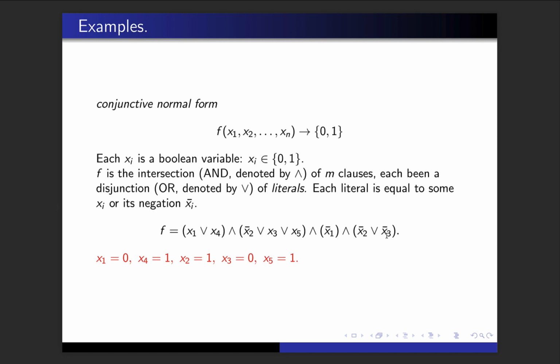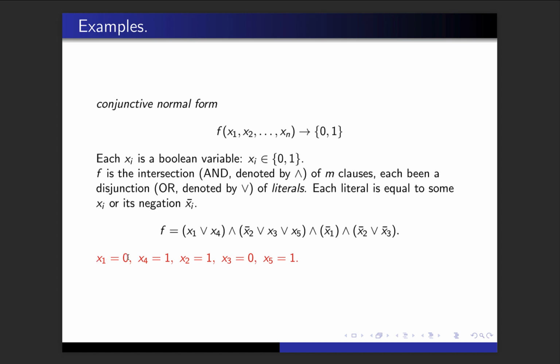What does this mean? This means that because we have an intersection of clauses, each of those has to be true in order for the formula to output the value 1, or to output a true value. And because we have a disjunction within the clauses, it is sufficient for one of those literals within the parentheses to be true to make that parenthesis equal to 1. In red, I gave you here an assignment of the variables that evaluates this formula to 1. And you can easily check that.